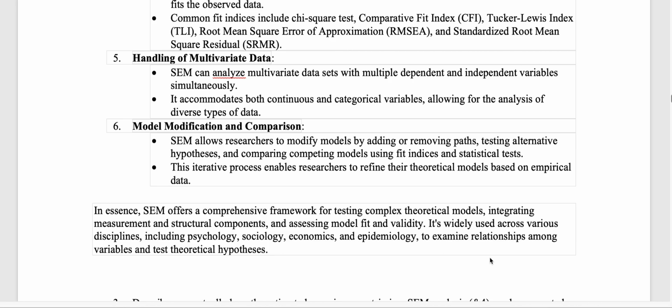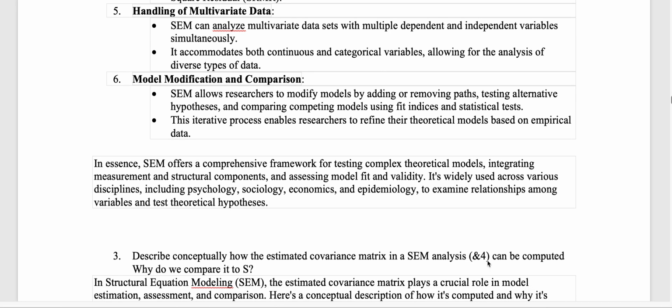This iterative process enables researchers to refine their theoretical model based on empirical data. In summary, structural equation modeling offers a comprehensive framework for testing complex theoretical models, integrating measurement and structural components, and assessing model fit and validity. It's widely used across various disciplines including psychology, sociology, economics, and epidemiology to examine relationships among variables and test theoretical hypotheses.